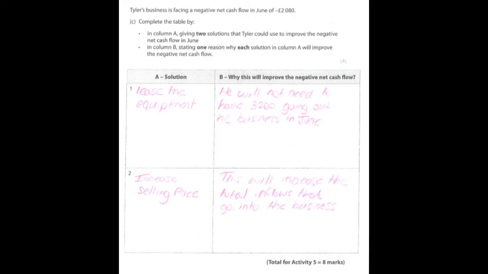So what could he do about the equipment? Well, why buy the equipment when he could lease it? So instead of spending all the money up front, he could lease it. And then what would happen is he wouldn't have to pay the same amount of money out in one go. So you can see I've given an answer there. He will not need to have £3,200 going out of the business in June. It'd be a lesser amount of money. Drawback of leasing, of course, the item doesn't belong to him and it would cost him more in the long term. But you don't need to put that in this answer.